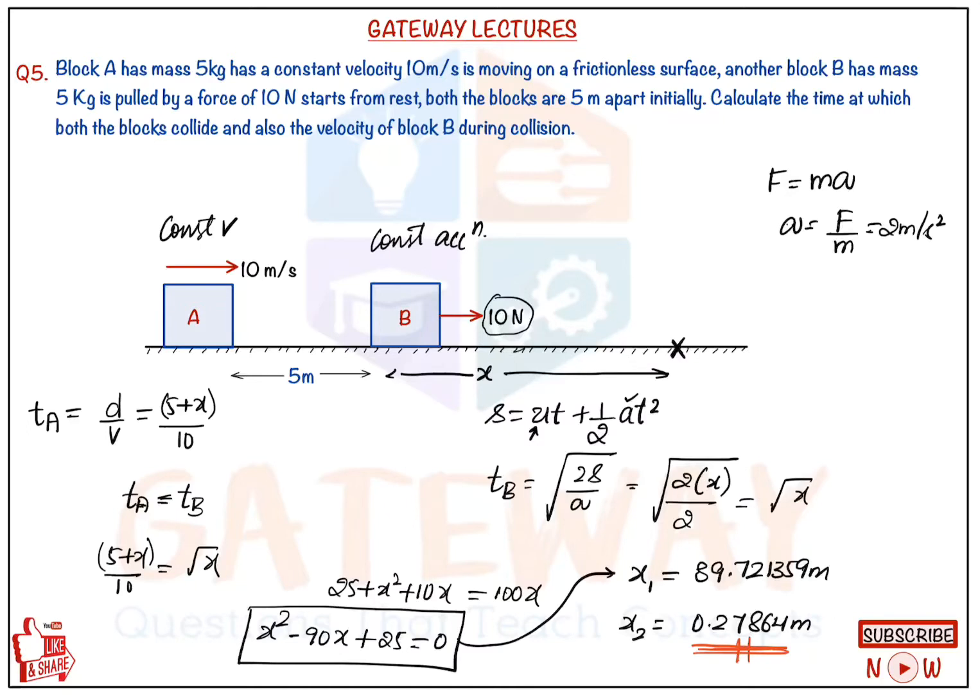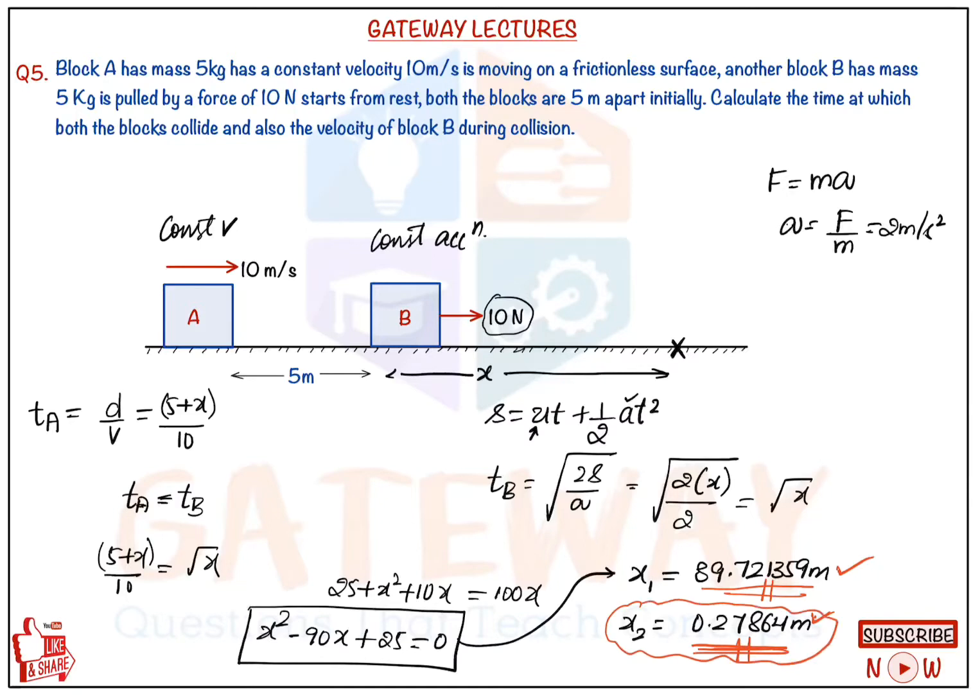Calculate the time at which both blocks collide. So we need to calculate the time when block B travels a distance of 0.27864 meter and block A travels a distance of 5.27864 meters. Even at the other point they collide, but that is the larger distance and a larger time would be obtained. So initially they will collide here, and maybe a second time they will collide at the other point. Let's take this as the distance traveled, x.